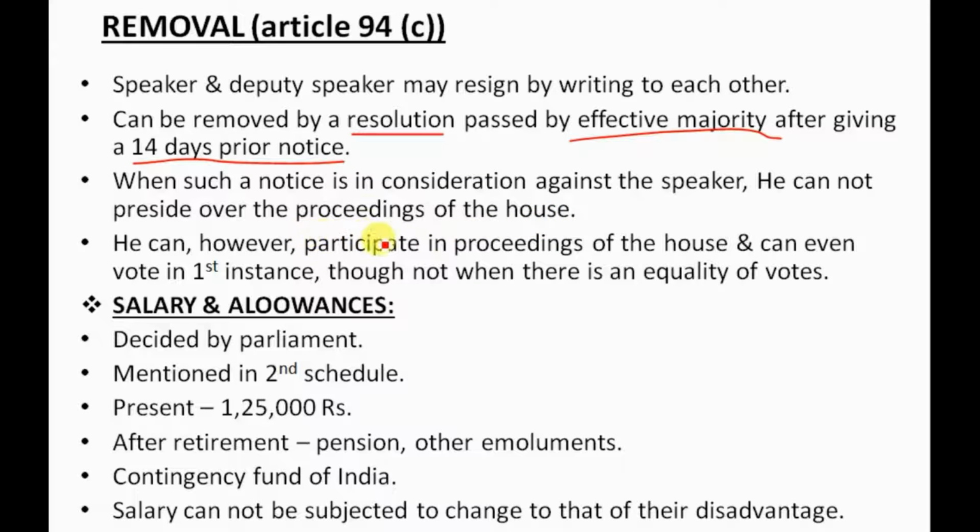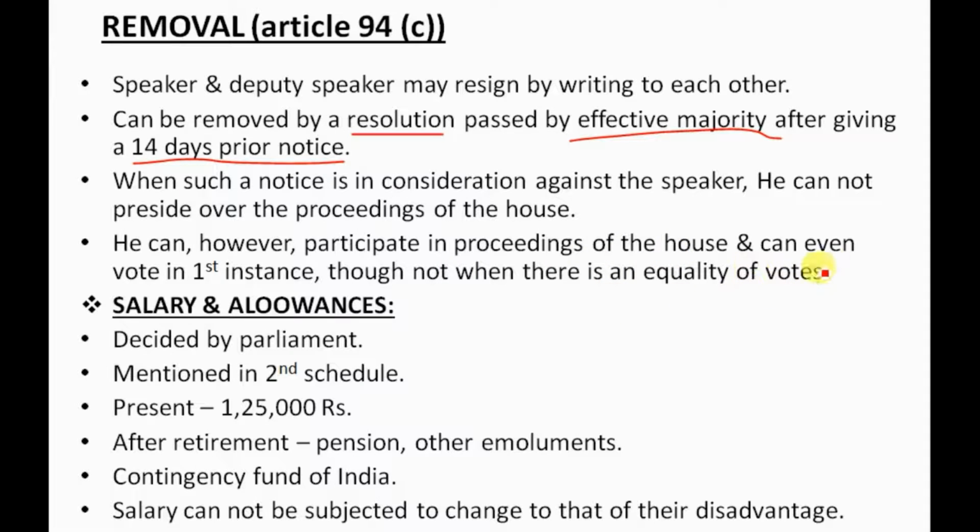But there is one exception: even though he is not presiding over the proceedings of the house, he can participate in the proceedings of the house and can even vote in the first instance. What is this thing that he can vote in the first instance, but is not eligible to vote when there is an equality of votes? You people may not understand this. I will explain it. What actually happens is that the speaker cannot preside over the house when a resolution is passed against him. So at that time he can just participate in the proceedings of the house.